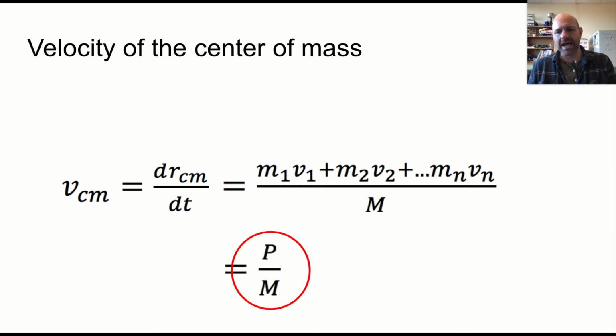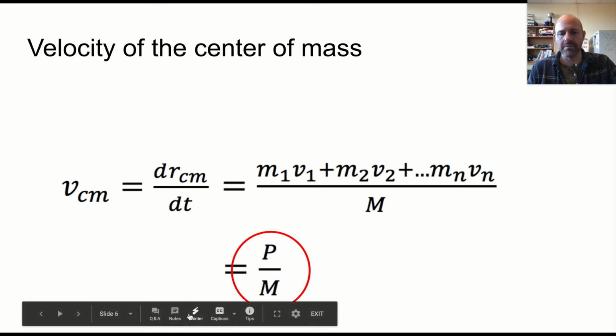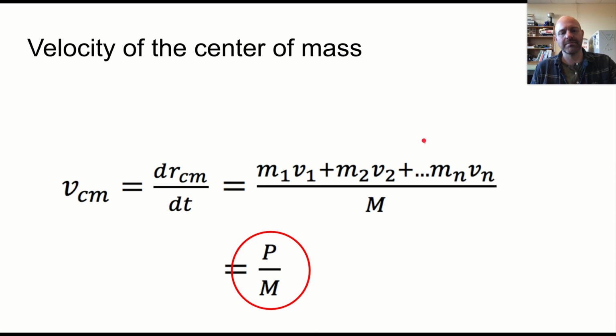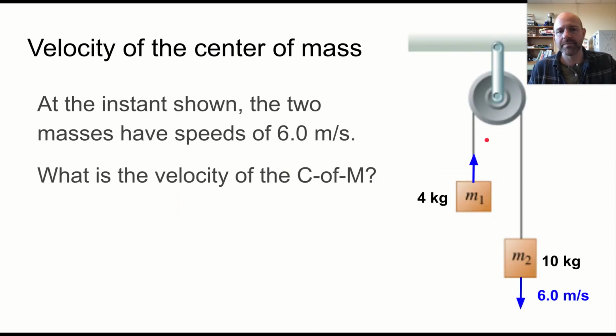So if we think about the velocity of the center of mass, we can think of this as the momentum of the system divided by the total mass. Because isn't this top row there, m1 v1 plus m2 v2 plus m, and so on and so forth, just the momentum of the system?